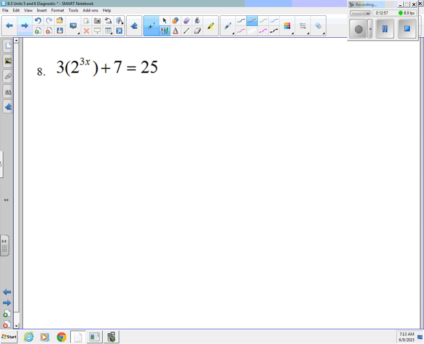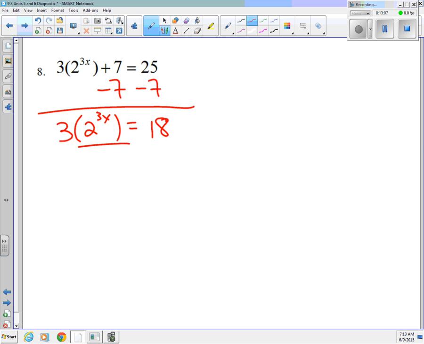All right, number 8, we have 3 times 2 to the 3x plus 7 is 25. I can subtract 7 on both sides. I get 3 times 2 to the 3x equals 18. Divide by 3. I get 2 to the 3x equals 6. And again, 2 and 6 are not in the same family. So we're stuck taking logs here on both sides, which is just fine. It's a little longer.